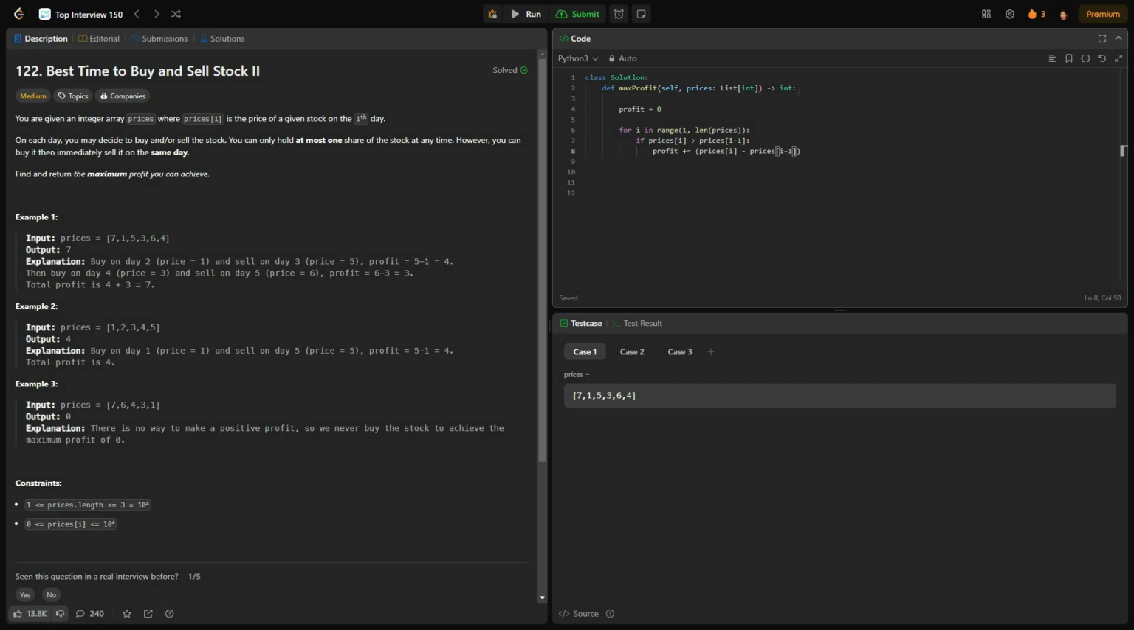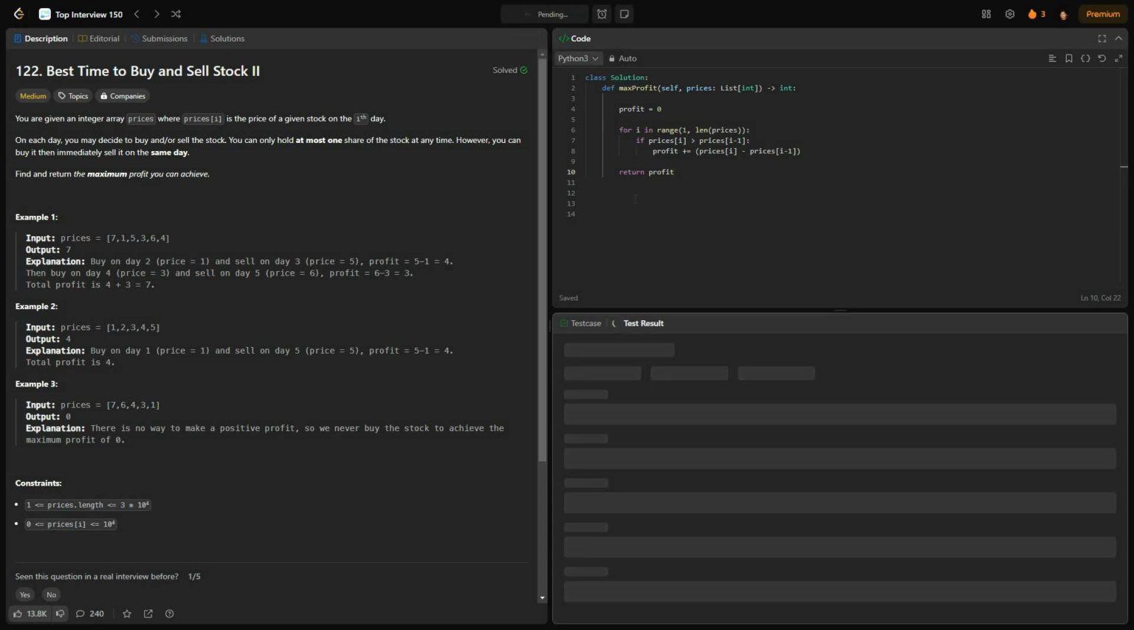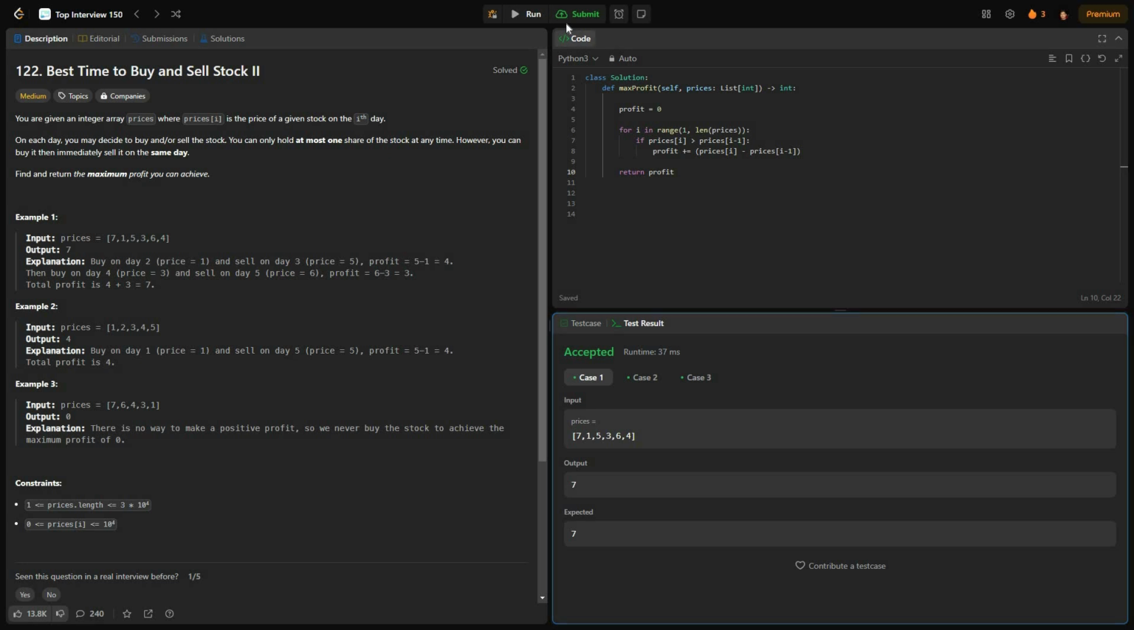So if today's price is greater than yesterday's price, then we are going to sell that stock, so we are always going to make a profit. Let me return profit. In case today's price is lower than the previous day's price, then we are not going to do anything, and in that case we are not going to make a trade. This problem is pretty simple, and if I click on run, it is going to execute properly, and let me submit the code.